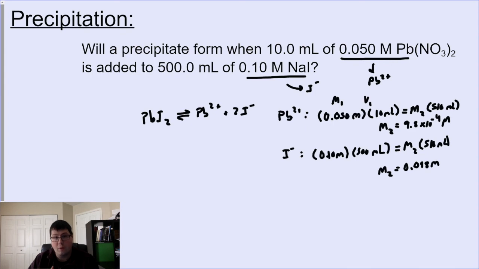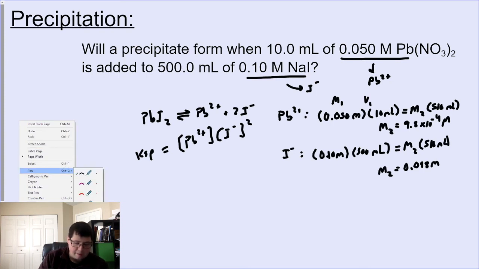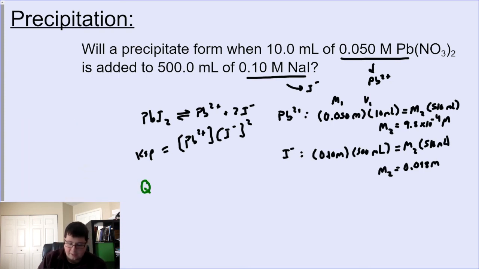Now, as we saw before, at equilibrium, the product of Pb2+ times I- squared is equal to Ksp. But we don't know if this solution is at equilibrium. So let's go ahead and test that out by calculating a Q value. So we're going to say Q, that's our equilibrium expression when not at equilibrium, is going to be the molarity of our lead, which is 9.8 times 10 to the minus 4th, times our I- concentration, 0.098, and you can't forget to square it, and that's going to be my Q expression.